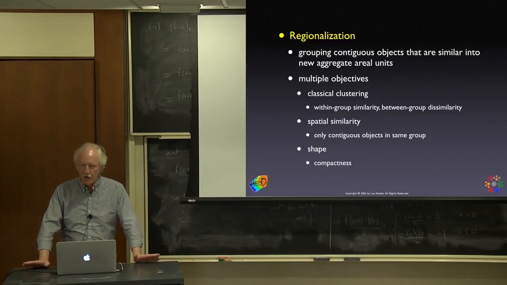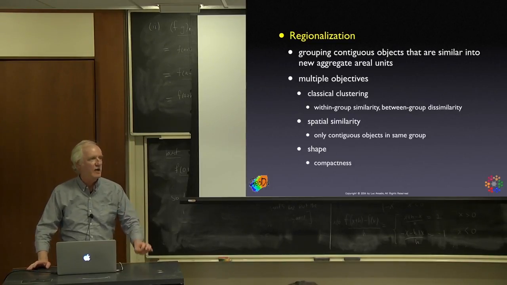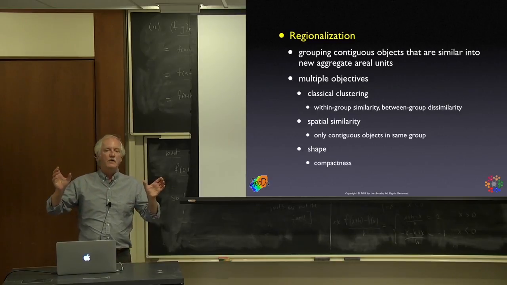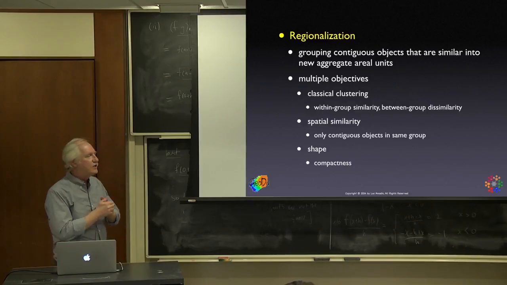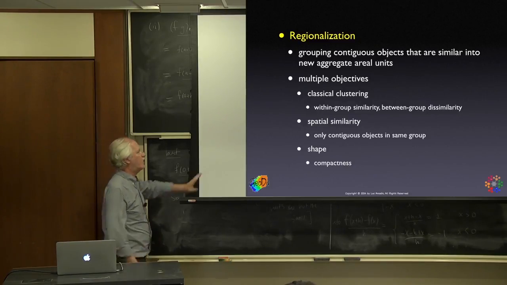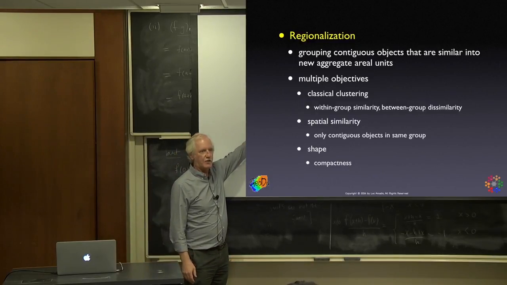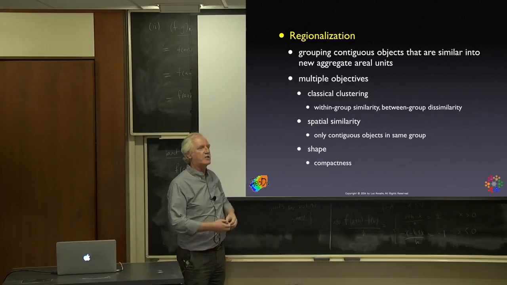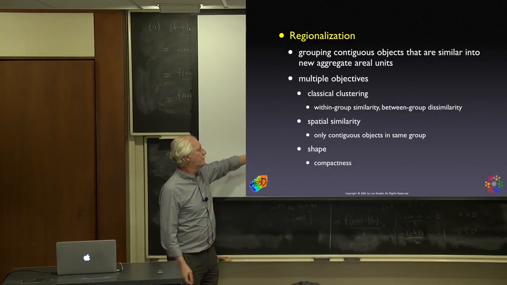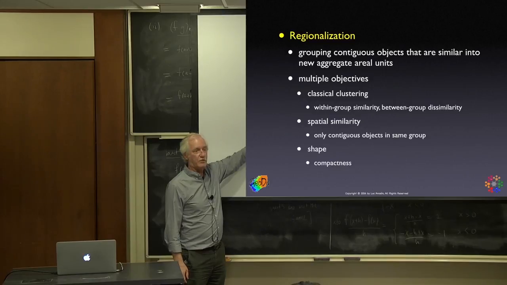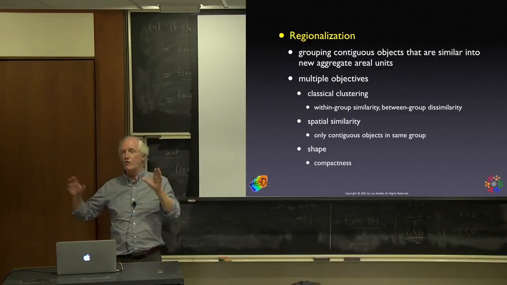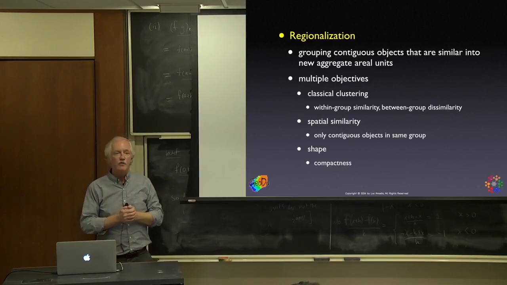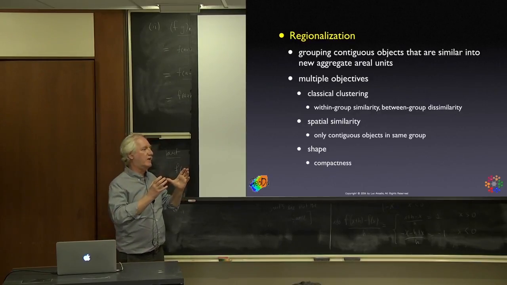So you have single objective optimization problems, which is like minimizing least squares. That's a single objective. When you have multiple objectives, then you have to deal with the trade-offs between the objectives. So here you have at least two and often more objectives. The first one is just what we've always done, the classical clustering objective: within cluster similarity, between cluster dissimilarity. The second one is we have to get spatial similarity defined. Typically, that is by contiguity. And then there's a whole slew of other potential objectives that have to do with the shape of these regions that we end up with.